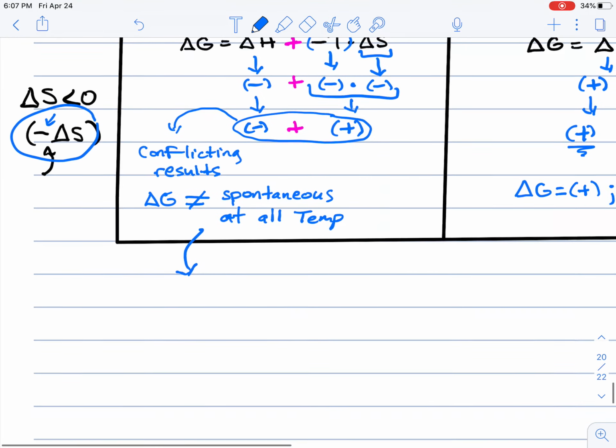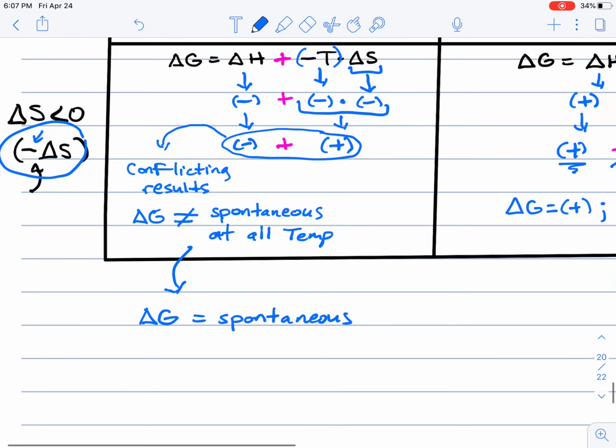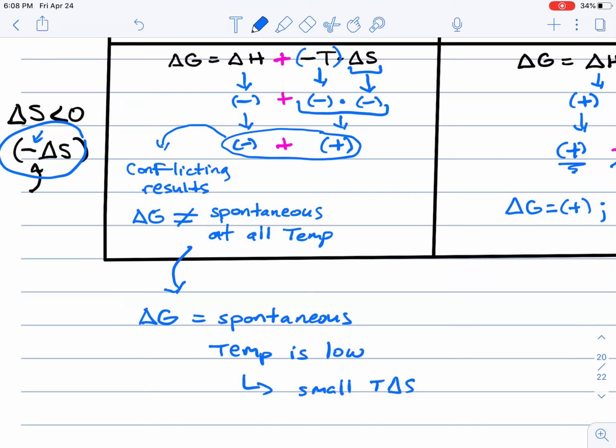So here in this case, delta G is non-spontaneous at all temperatures. However, delta G is spontaneous only when temperature is low. Okay. So when the temperature is low, you get a small T delta S term.